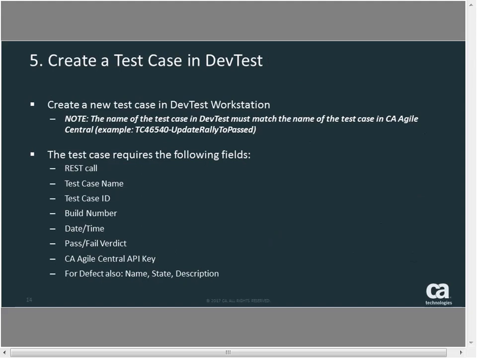Now we've got to create the test case in DevTest. The test case name is important. You always want to use the Agile Central test case number followed by a hyphen and then give it some descriptive name, and those two names have to match up. When you create a test case in DevTest, you'll need to give it a REST call to update the status of the case, pass or fail. You'll give it things like a name, a number. You can give it a build number, a date and time if you want to. Some of the stuff is stored in properties in the config file, and some of it is in the test case itself.